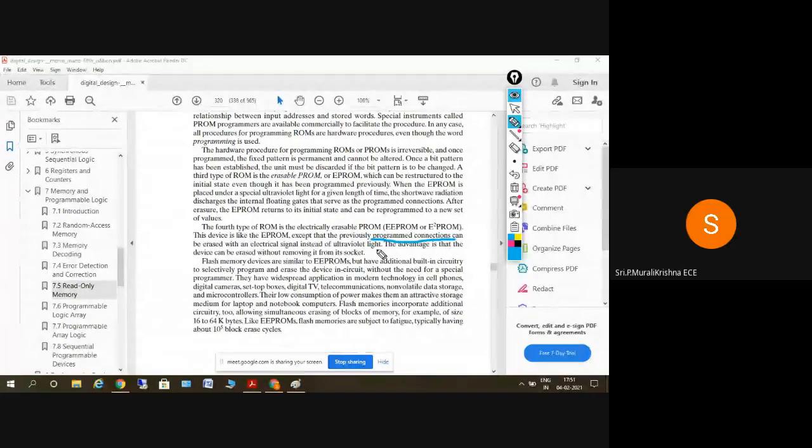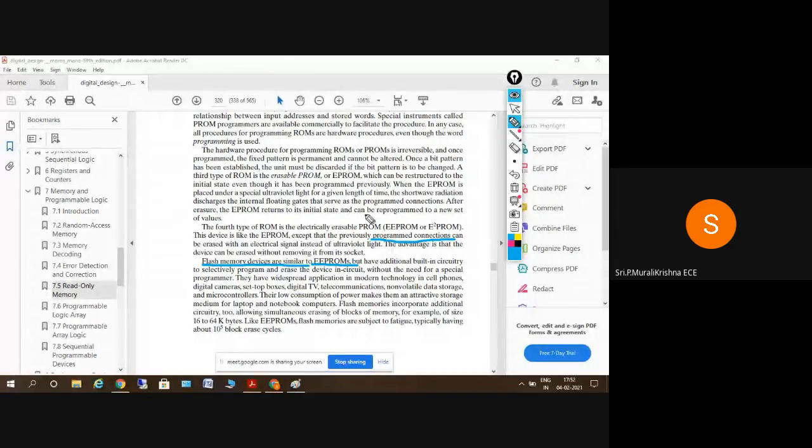Okay. So electrically erasable PROM is nothing but a PROM that we can erase with the help of electrical signals. That is the major difference here. Previously programmed connections can be erased with the help of electrical signals instead of ultraviolet rays. That is the advantage of this E square PROM. And the new kind of PROMs will be like flash memory devices, which is similar to E square PROM only.